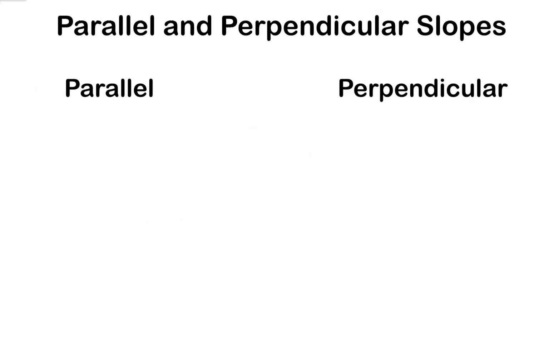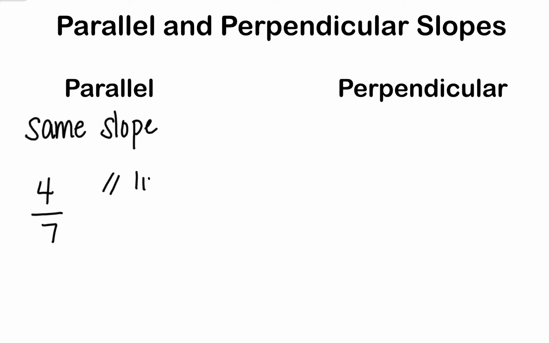So now we're going to talk a little bit about parallel and perpendicular slopes. Parallel lines have the same slope. So if I was given a slope that was 4 over 7, the parallel line would have a slope of 4/7.